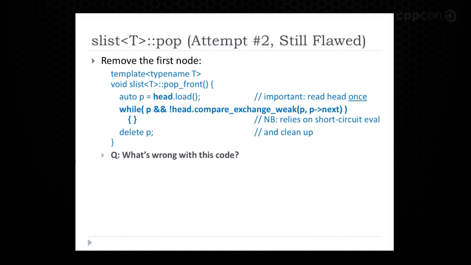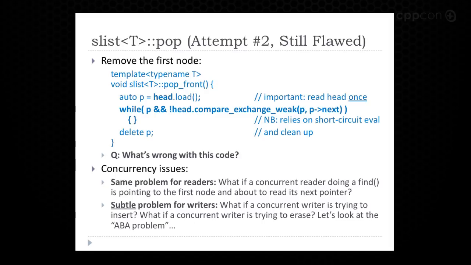Really is hard. Here's another attempt, still flawed, spoiler. I'm going to load head while compare exchange weak, because I'm now going to try to swing head from p to p next, so from its current value to next. If that succeeds, I know I'm not racing with inserters, say. What's wrong with that code? Same problem for readers. If you're doing a concurrent find, he might be on that lily pad that you're now yanking out from under him because find is traversing. You might be on the first one still.